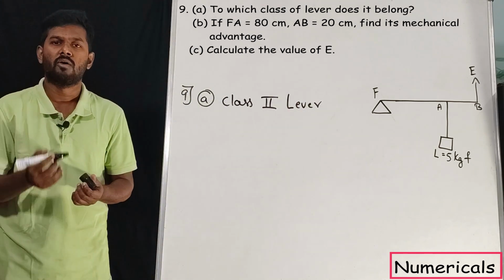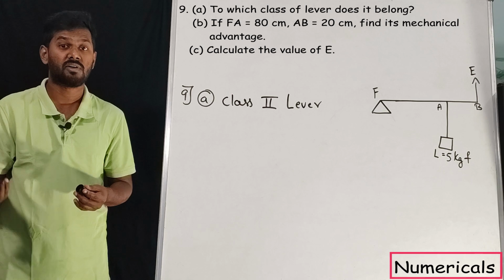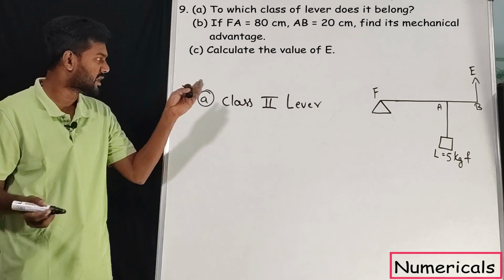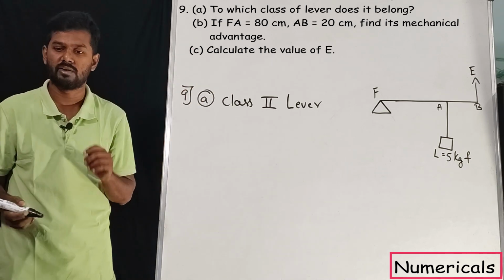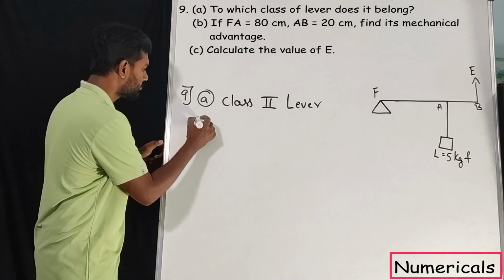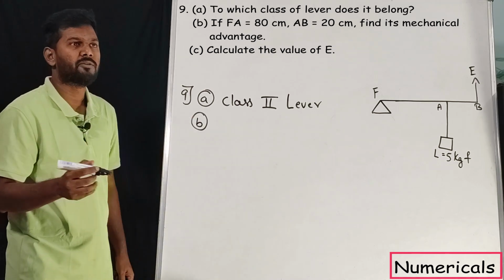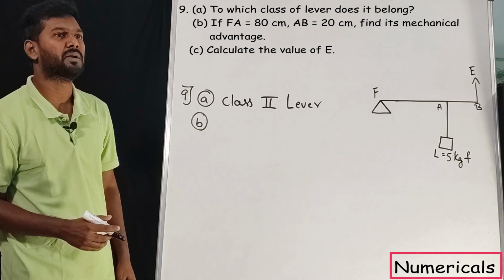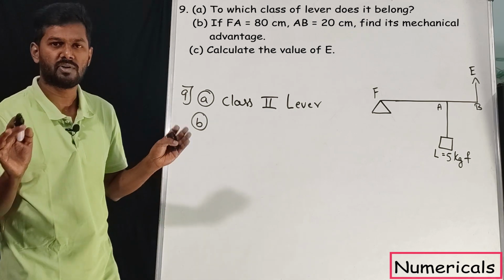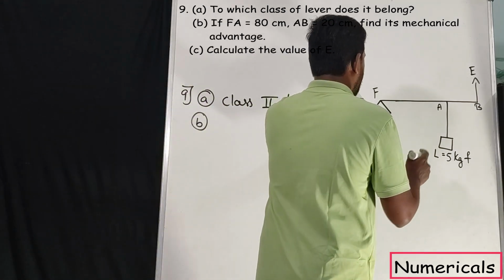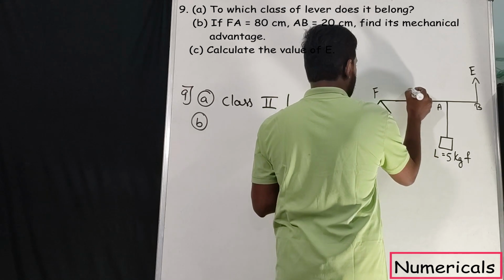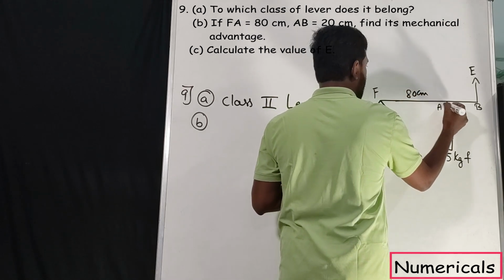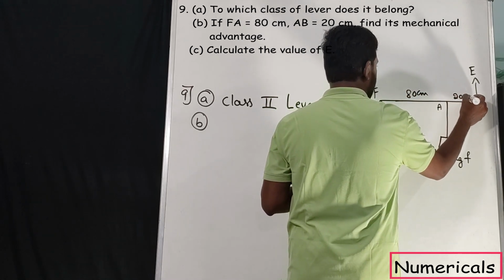See, don't say first class lever, second class lever and third class lever. It is class 1, class 2, class 3 levers. Okay, next. If FA is equal to 80 centimeter and AB is equal to 20 centimeter, find its mechanical advantage. Very simple question. FA is 80 centimeter and AB is 20 centimeter.